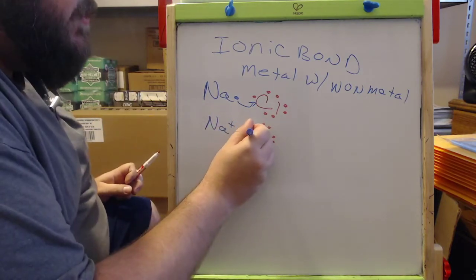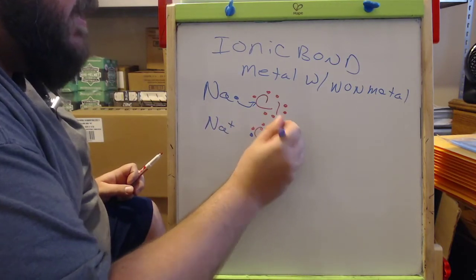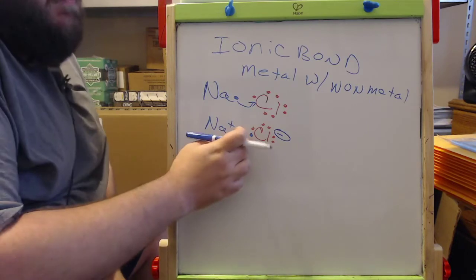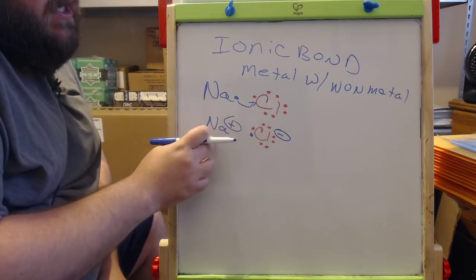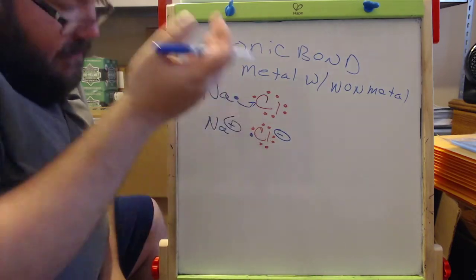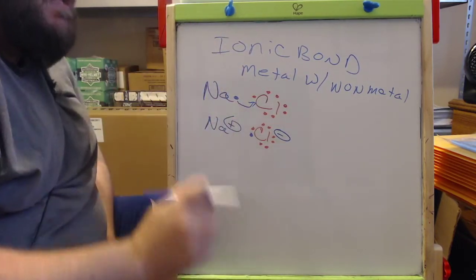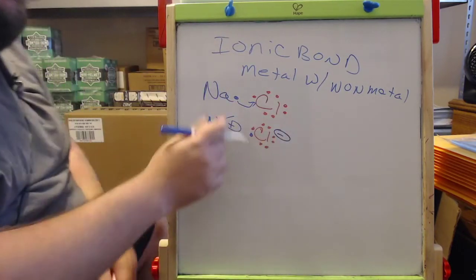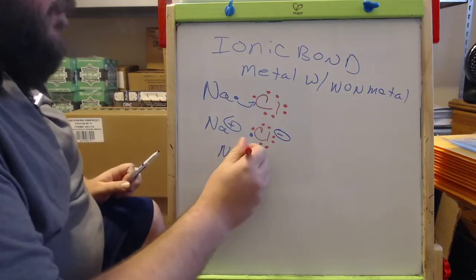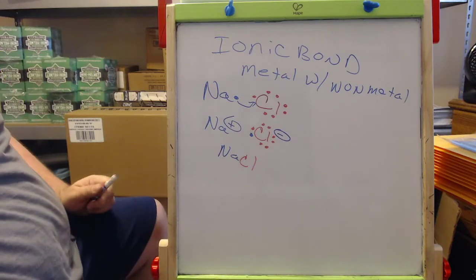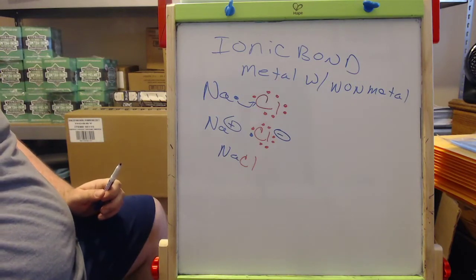And by doing so, chlorine picks up a negative charge because it picks up that extra thing, electron. Sodium is positive, chlorine is negative, and it's that positive and negative that bring them together to form sodium chloride. Okay.